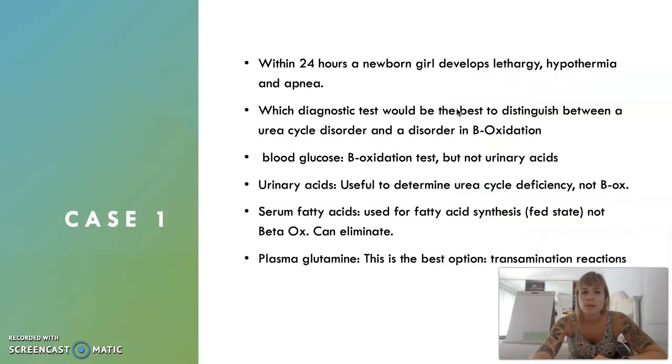So the first case here, we have a newborn girl, and within 24 hours, she develops the symptoms lethargy, hypothermia, and apnea. And the prompt is asking us which diagnostic test would be best to distinguish between a urea cycle disorder and a disorder in beta oxidation. The four options are blood glucose, urinary acids, serum fatty acids, and plasma glutamine.